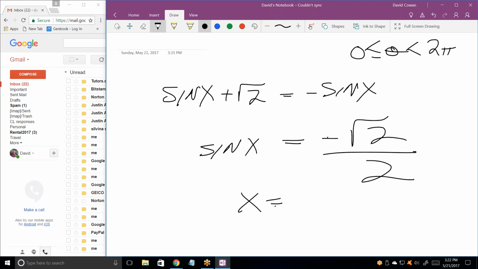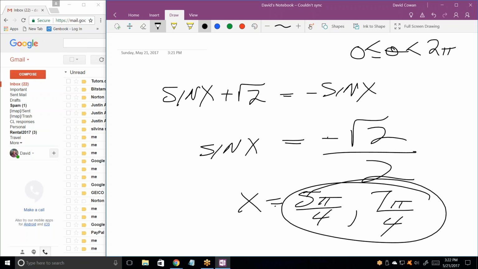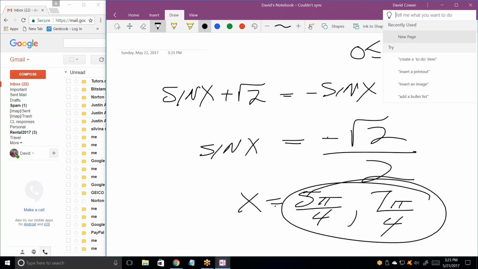Sine is positive in the second quadrant. No, so it's 5 pi over 4. Good. And the other place is in the fourth quadrant? 7 pi over 4. There's your 2 answers. Okay. Cool.